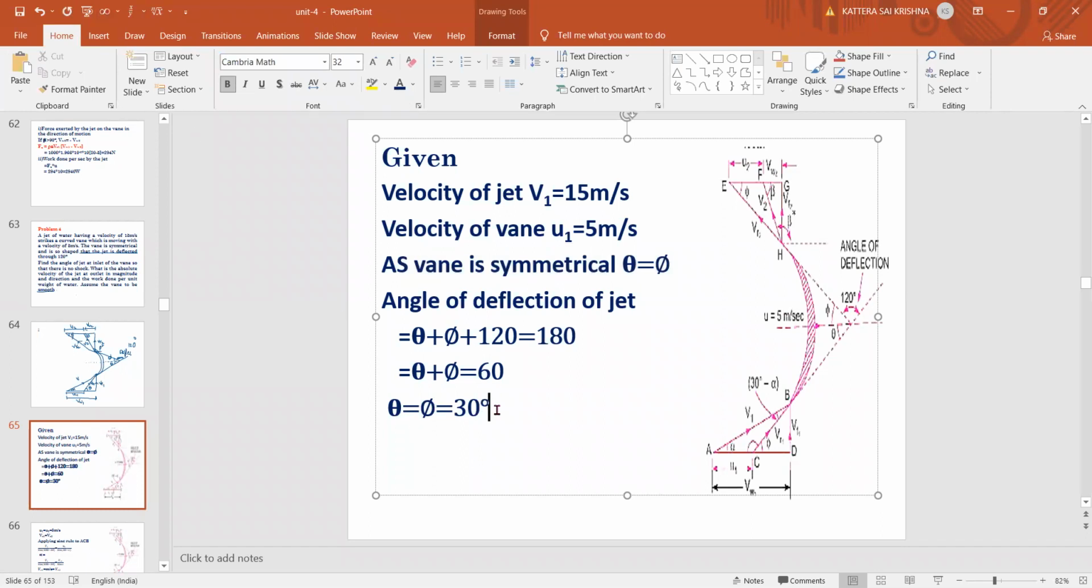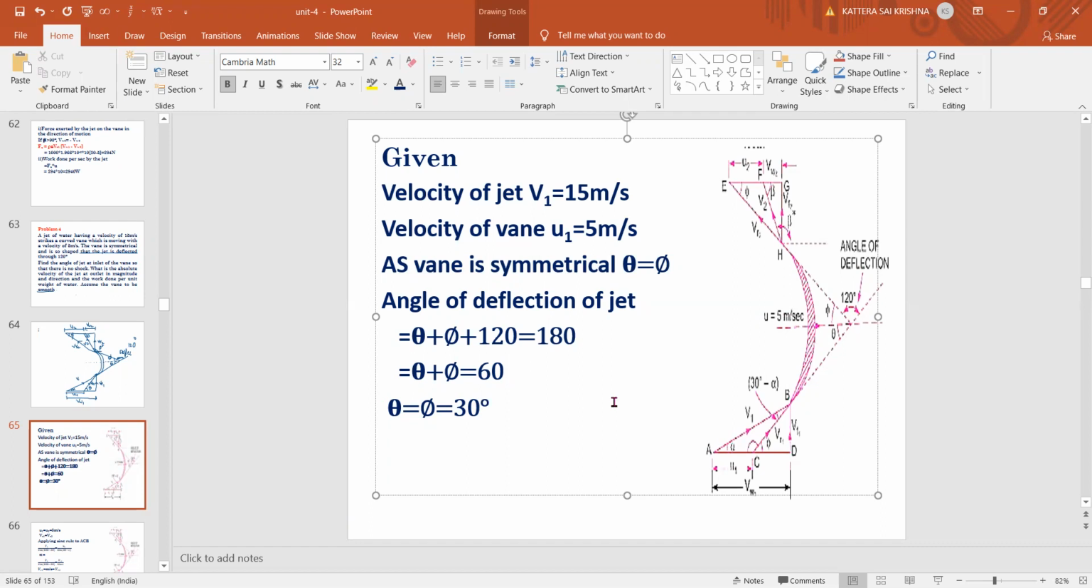Any doubt here? How did you get theta and phi equal to 30 degrees? Once again, the total angle here is 180. Theta plus phi plus 120 equals 180. So theta plus phi becomes 180 minus 120, which is 60. Since both are the same for a symmetrical vane, theta is half of 60, that is 30. So 30 and 30 will be our angles.